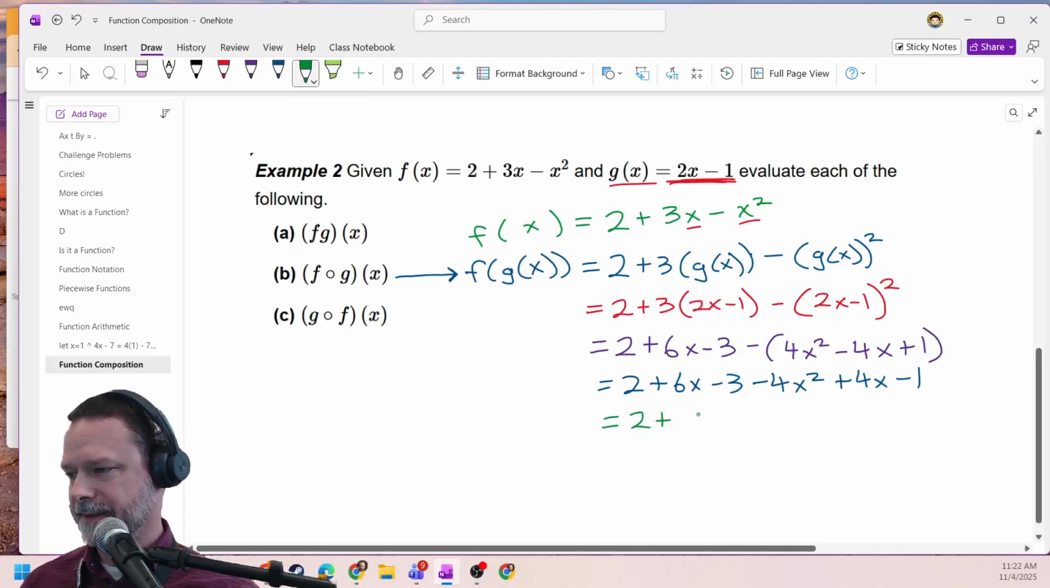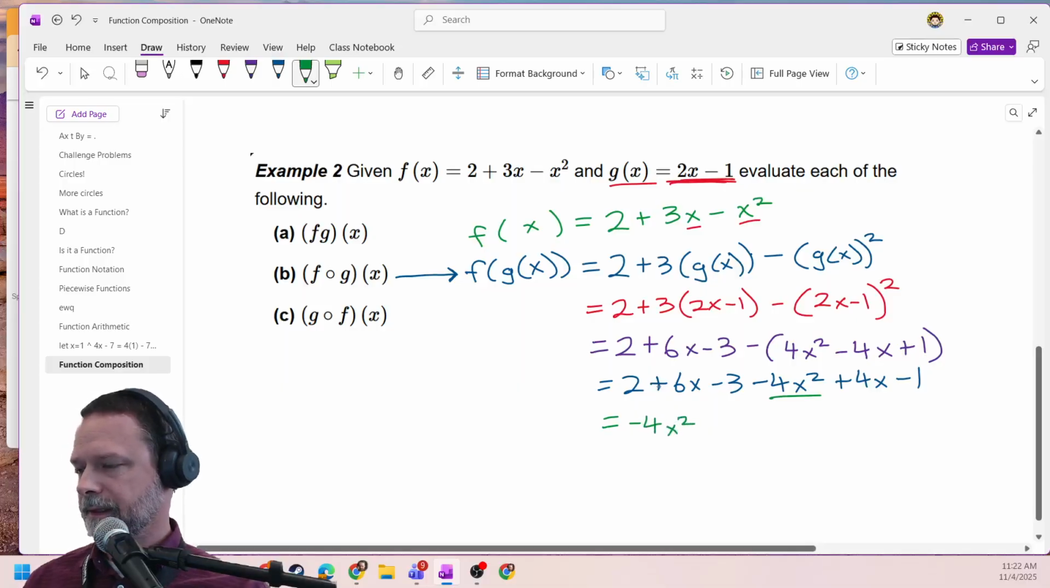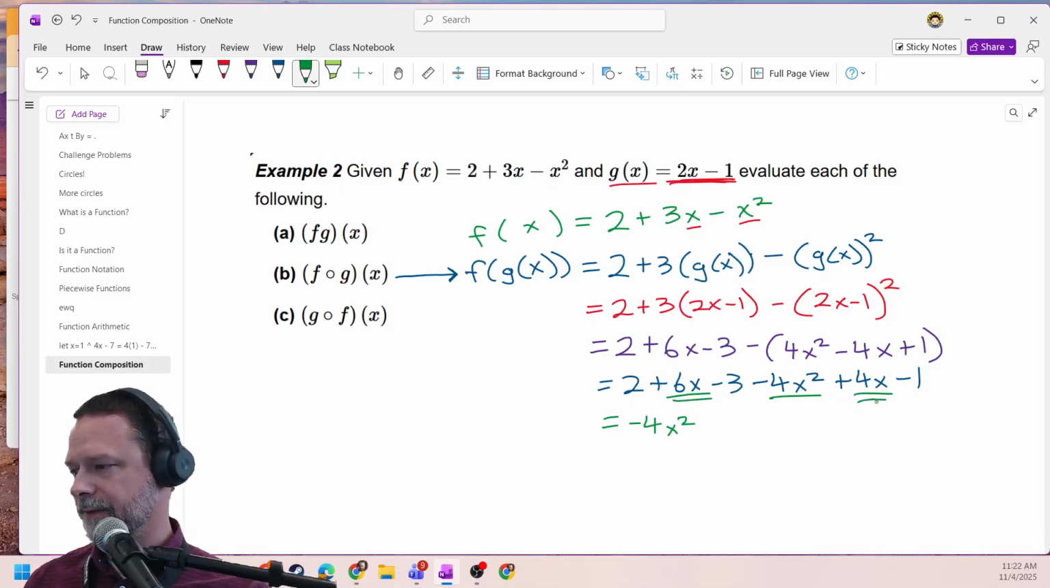2 plus, so combine like terms. What am I doing here? X squareds. Okay, we got a negative 4x squared. Let's see here. Our x's, we got a 6x, we got a 4x. Okay, so that's plus 10x. And then we have our numbers. There's a 2 plus negative 3 is negative 1 plus negative 1 is negative 2.